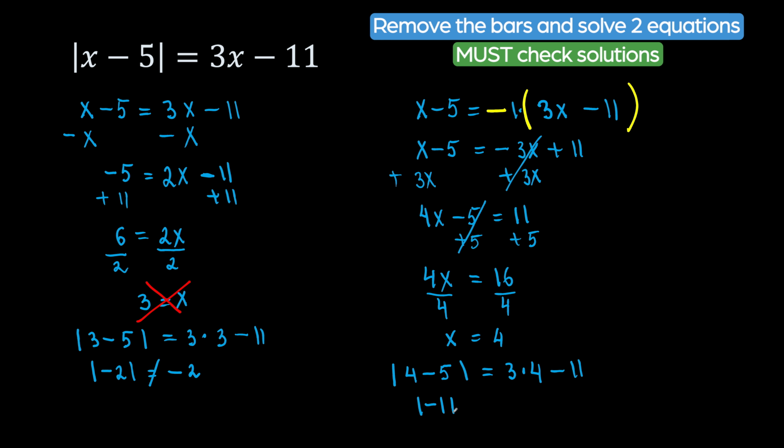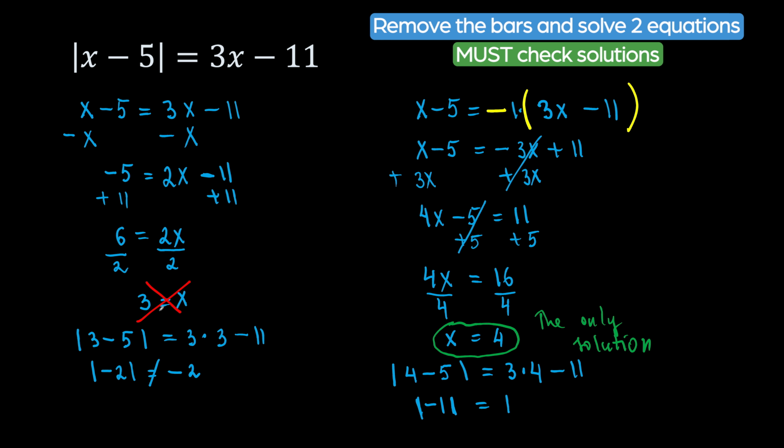The absolute value of negative 1 is equal to, let's make it really visible, 3 times 4 is 12 minus 11 is 1. The absolute value of negative 1 is equal to 1. The right side is positive. And this solution, x equals 4, checks out. So we have the only solution, x equals 4. Very good. So this equation has only one solution, x equals 4.